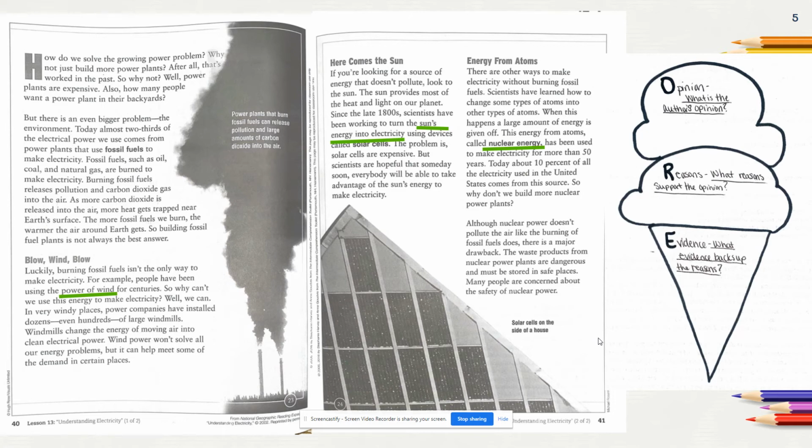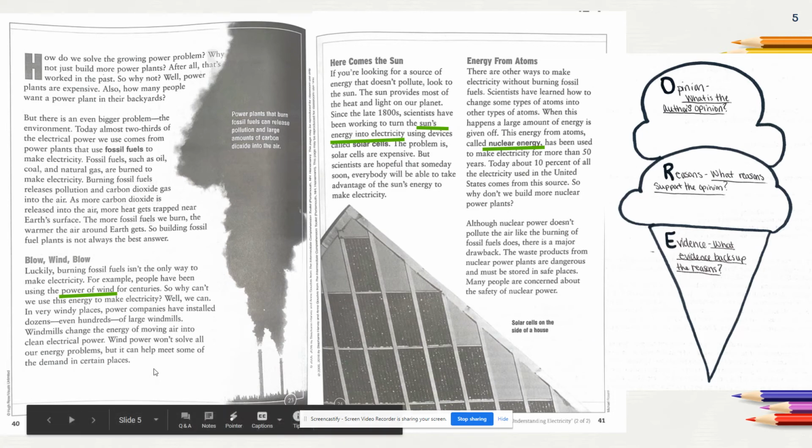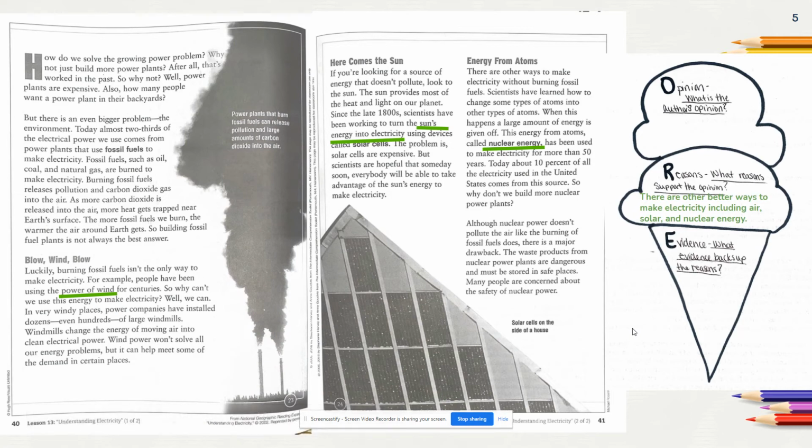The author states that there are other forms of energy or ways to get electricity, including the power of wind, the sun's energy into electricity, and nuclear energy. So I'm going to write this down in my reasons. These are the reasons that the author gave that support their implied opinion. So I'm going to write down that the author says that there are other better ways to make electricity, including air, solar, and nuclear energy. Okay.